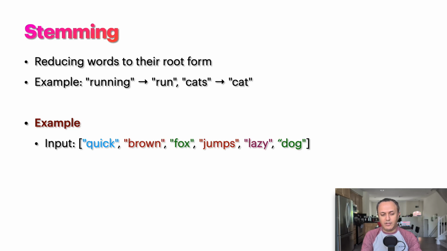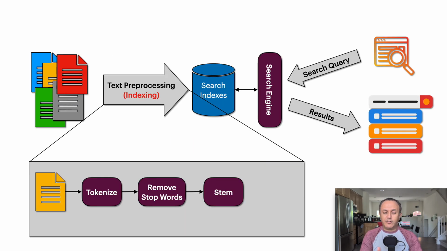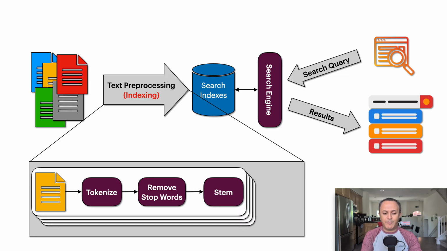So in this list of tokens, for example, it can potentially transform the word jumps into jump. There might be other transformations that happen, but this is just an example to illustrate the idea. These steps are done per document, so this is for one document. The same thing happens for each of the other documents in the input collection. And once we're done with that, then we go to the final step, which is building the index.